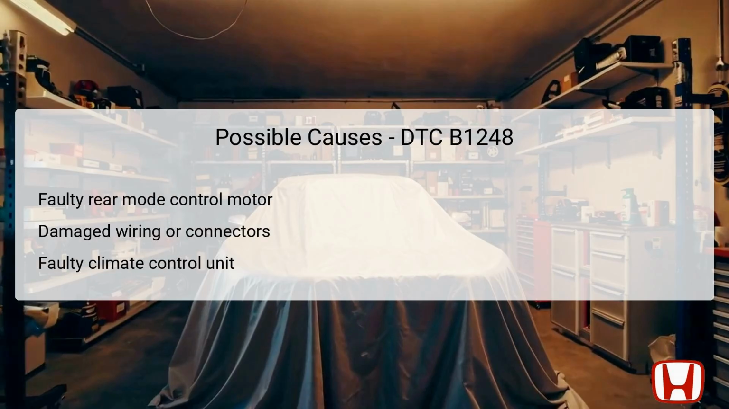Several possible causes may lead to DTC B1248 being triggered. A faulty rear mode control motor can impair airflow adjustment, causing system failure. Damaged wiring or connectors between the rear mode control motor and HVAC control unit can interfere with signal transmission. Poor connections may lead to intermittent failures that do not consistently display fault codes. Additionally, a faulty climate control unit could fail to send correct signals to the rear mode control motor. Each of these issues must be meticulously inspected to identify the root cause of the error code, as accurate diagnosis is essential for correct repairs.